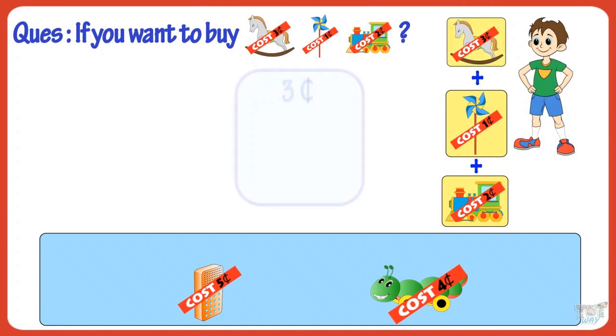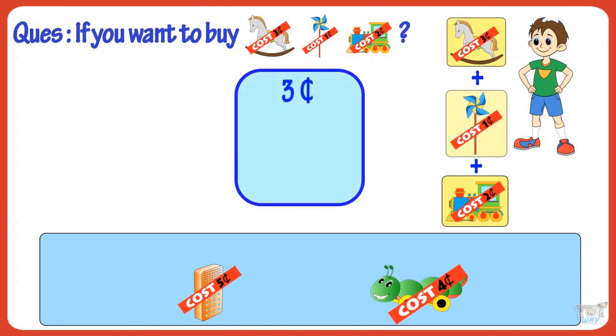Horse is for 3 cents. Fan is for 1 cent. And this engine toy is for 2 cents. So we will be adding these 3 to get the amount we have to pay. 3 cents plus 1 cent plus 2 cents.